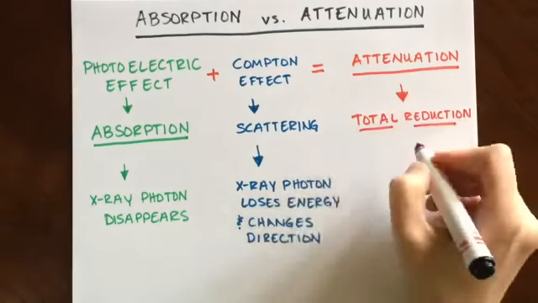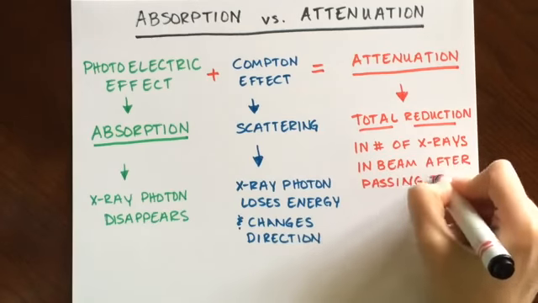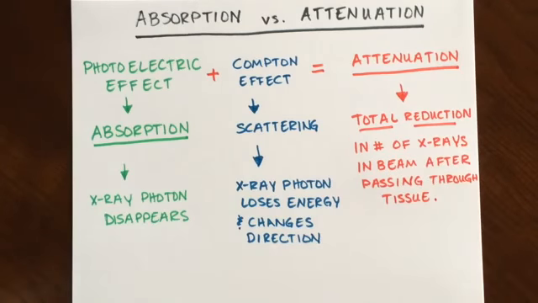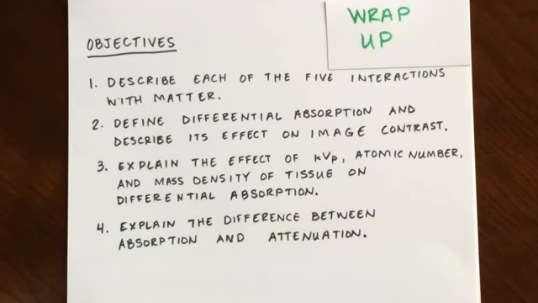It is the total reduction in the number of X-ray photons remaining in the beam after passing through a given thickness of tissue. Let's wrap up by reviewing your objectives. Specifically, you should know the name of the interaction, the energy range at which it occurs, the specifics of the process, and whether or not it has an effect on diagnostic X-ray images.